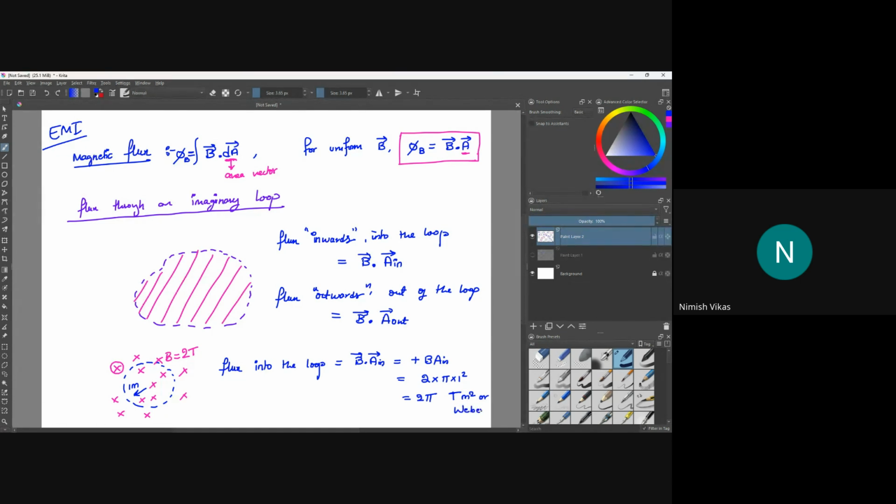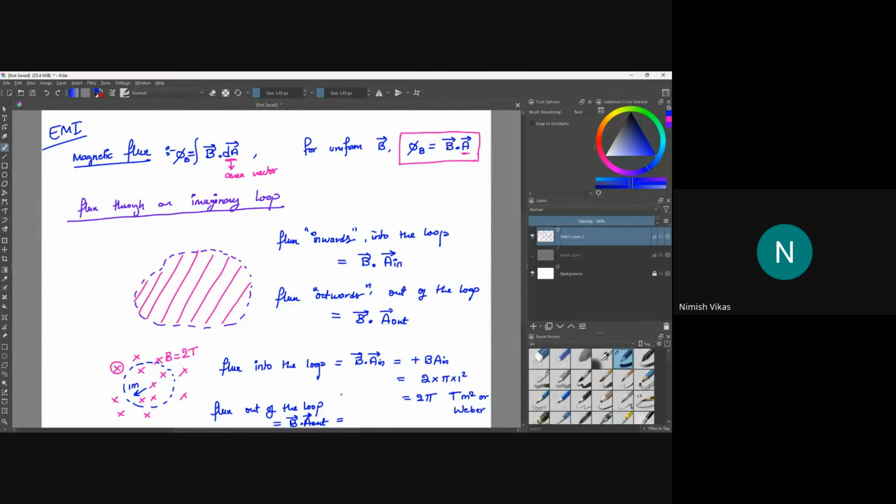Weber, that is the spelling. Okay, so that's it, guys. That's how you find out flux. And if in the question they're saying flux out of the loop, again you do B bar dot A. This time you do A out.